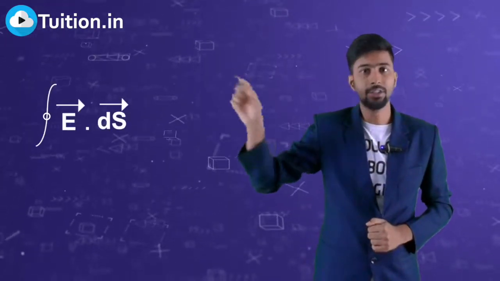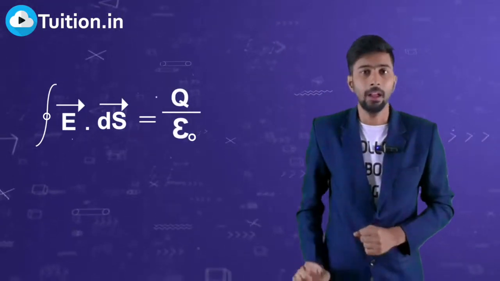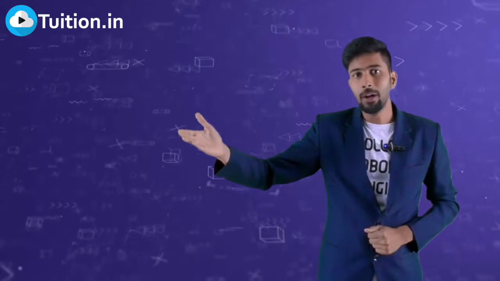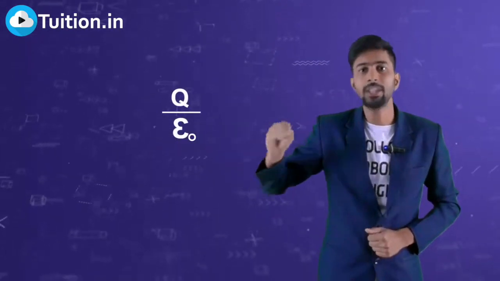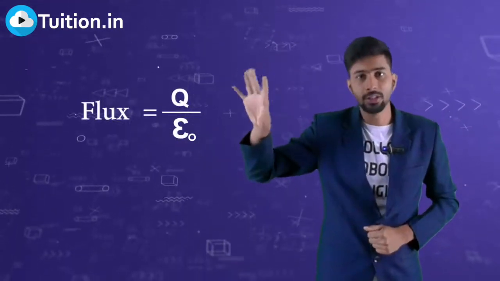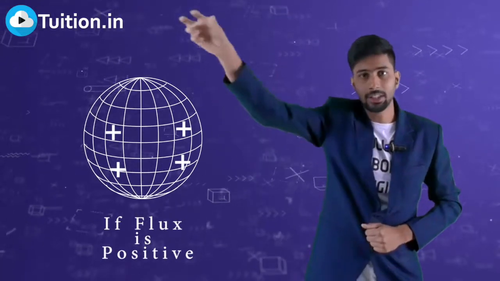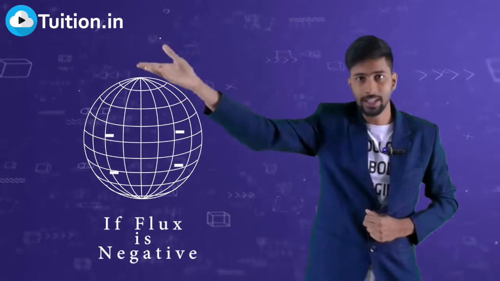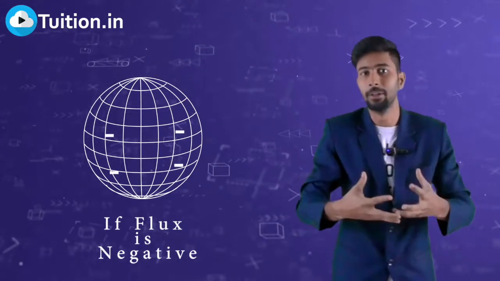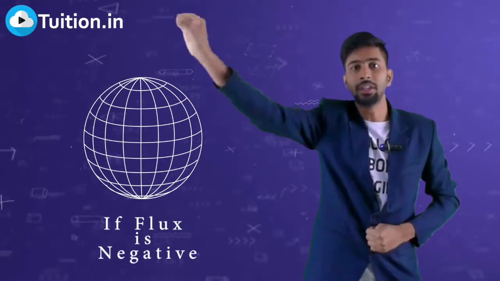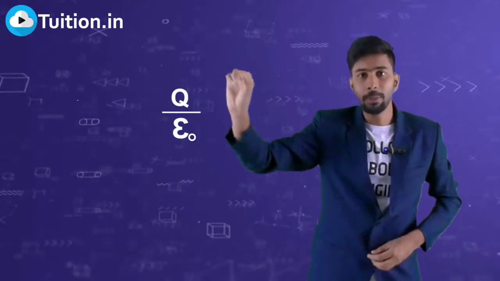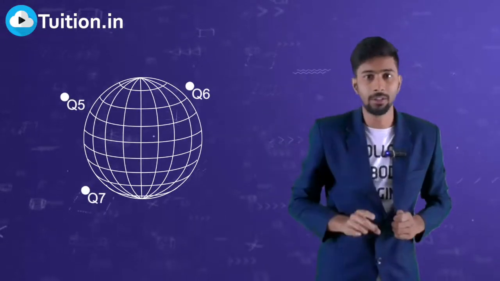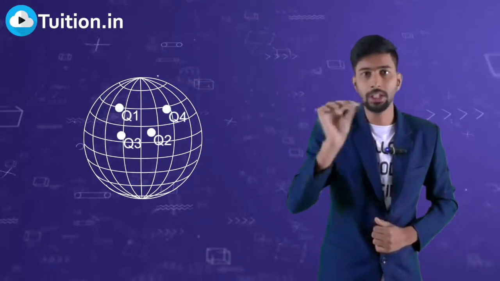Integral E dot dS is equal to Q in by epsilon naught. What you have to understand is that the RHS of the formula, Q in by epsilon naught, is basically the flux through the surface. If this flux is positive, or the charge is positive, flux will go out, lines will go out. If the flux is negative, or the charge is negative, lines will come in. This flux depends on the charges inside, Q in by epsilon naught. The number of lines does not depend on Q5, Q6, Q7, it only depends on Q1, Q2, Q3, Q4.